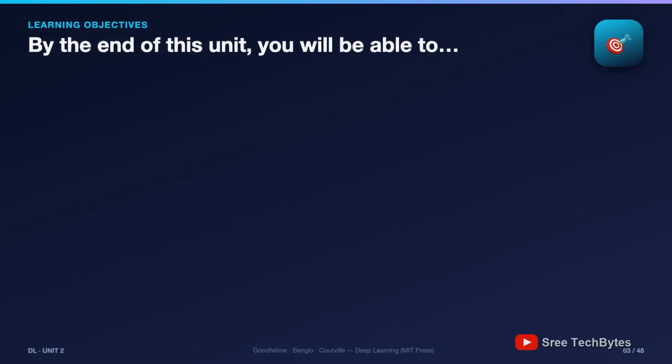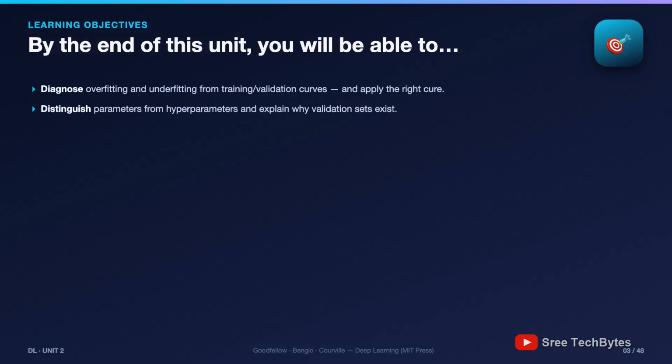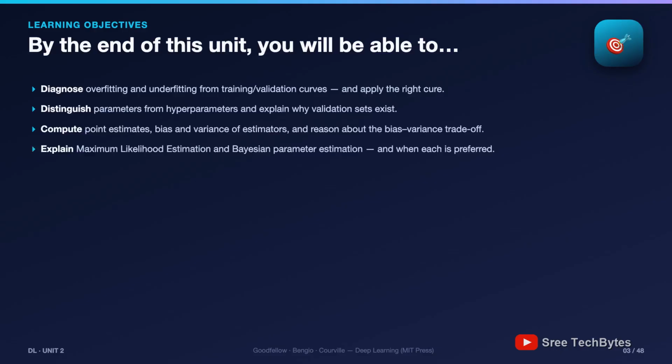As always, let's be clear about what you'll be able to do by the end. You'll diagnose overfitting and underfitting just by looking at training and validation curves and know the right cure for each. You'll distinguish parameters from hyperparameters and explain why validation sets exist. You'll compute point estimates and reason about the bias-variance trade-off. You'll explain maximum likelihood versus Bayesian estimation. You'll list the challenges that motivated deep learning.